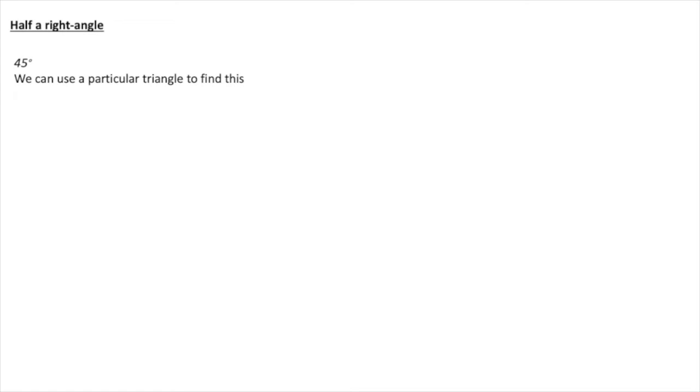Okay, so we're going to look at half a right angle. That's of course 45 degrees, and we can use a particular triangle to work out the trig functions for this. So that triangle looks like this. It's a 45 degree right angle triangle. Both the other angles are 45 degrees of course to add up to 90, and we are arbitrarily calling the two shorter sides 1. They must be the same through symmetry, and the hypotenuse we've labelled as h.